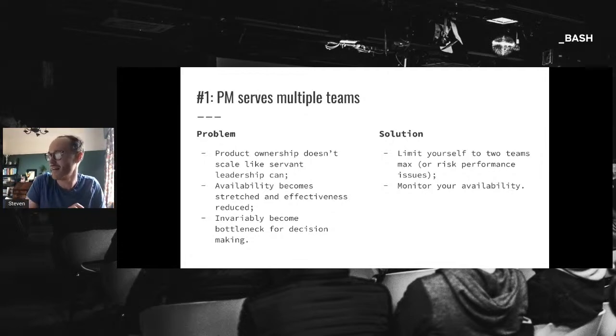How do we fix that? Sometimes easier said than done, but ultimately the PM should push back and try to limit themselves to a maximum of 2 teams. Otherwise, they really will risk seeing a reduction in their performance. With that as well, they should monitor their availability across their multiple teams. And if they do notice that that starts to reduce, then you really need to tackle that early on.